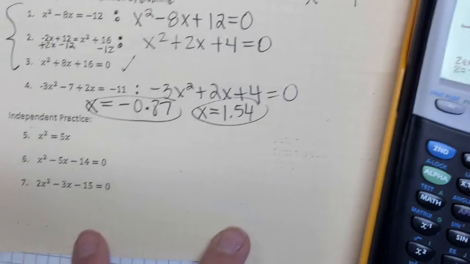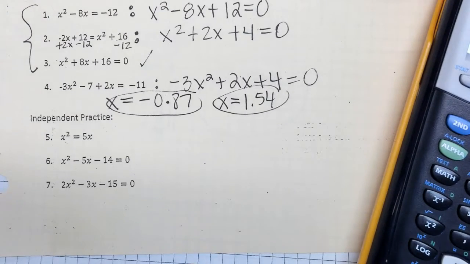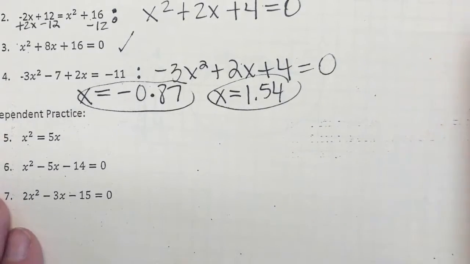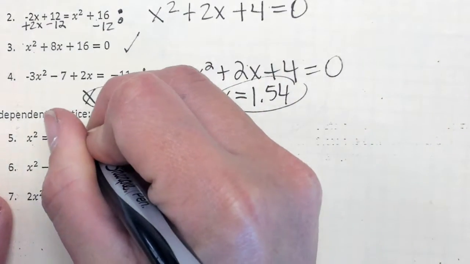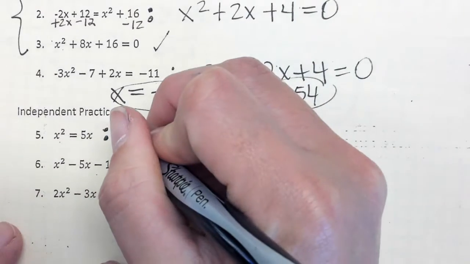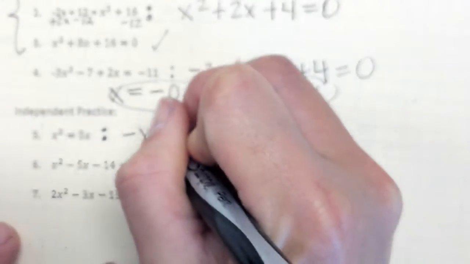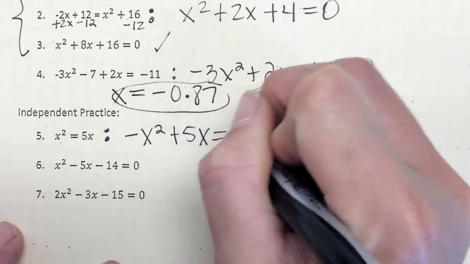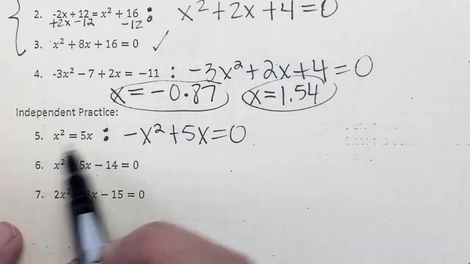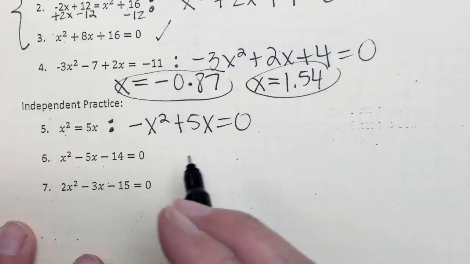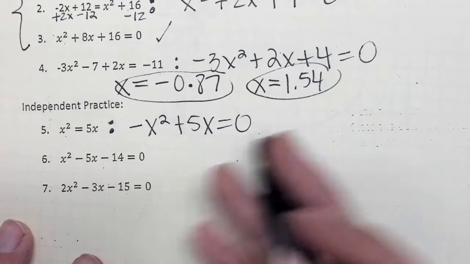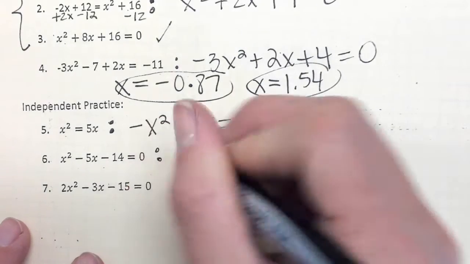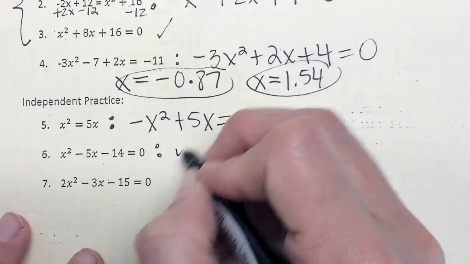Before you start on 5 through 7 on your own, let's put them in standard form together. Rihanna, tell me how to write this one in standard form. Negative x squared plus 5x equals 0. Or you could have written x squared minus 5x equals 0, right? Either one's fine. Hope, tell me how to write this one in standard form. And this one?